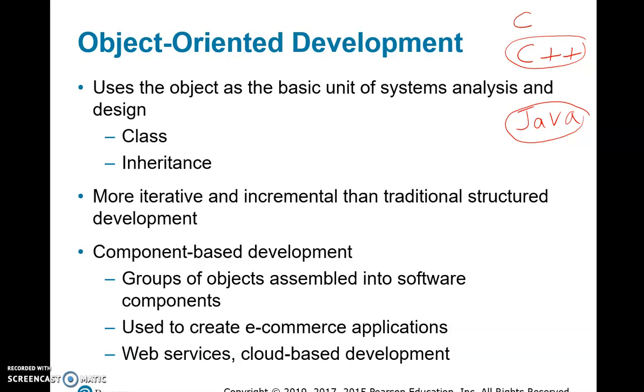In any case, all object-oriented development languages use an object as the basic unit of system analysis as well as systems design. Objects contain classes and inheritance. We'll be talking a little more about this with examples in the next slide. Objects can be iterative, and they can be incrementally changed or adapted, unlike traditional structured development.